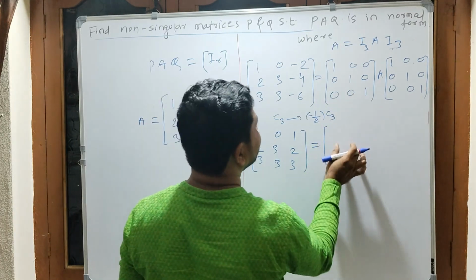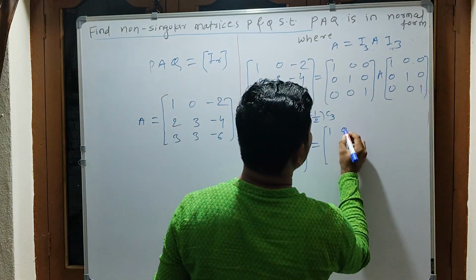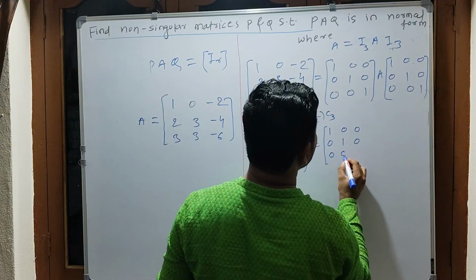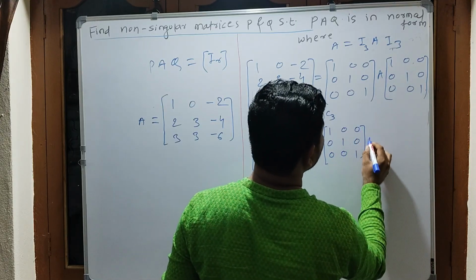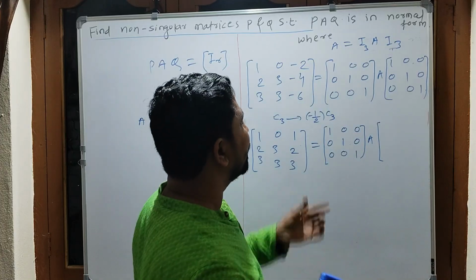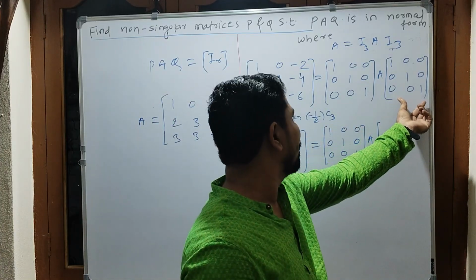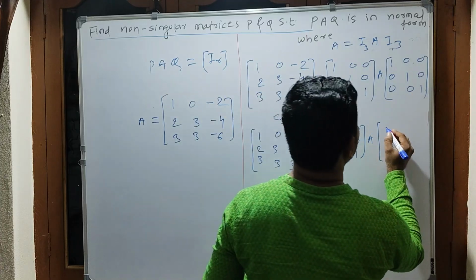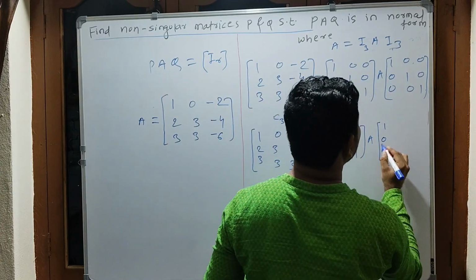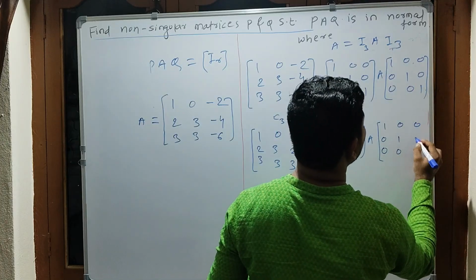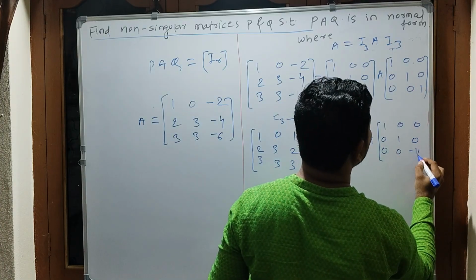So this matrix is as it is: 1, 0, 0, 0, 1, 0, 0, 0, 1, and this is as it is. Here I am applying the elementary column operation, so whatever changes occur in this matrix, now can I write this? First column as it is 1, 0, 0, second column 0, 1, 0, third column 0, 0, minus 1 by 2.